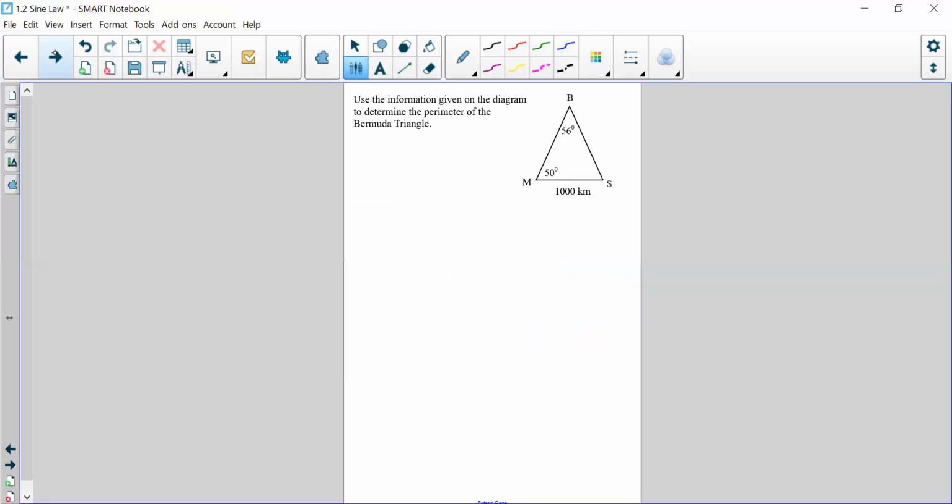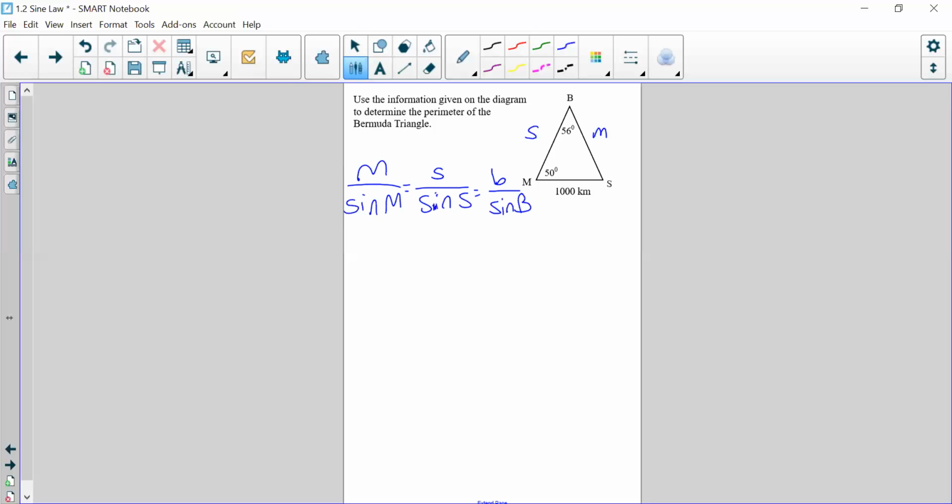Perimeter means the distance all the way around. You can see that we know side B, we do not know side M, and we don't know side S. So I'm just going to set up this formula so it has these letters in it instead of A, B, C. I have M, and I'm looking for a side, so I'm going to keep sides at the top. M over sine of M equals S over sine of S equals B over sine B.